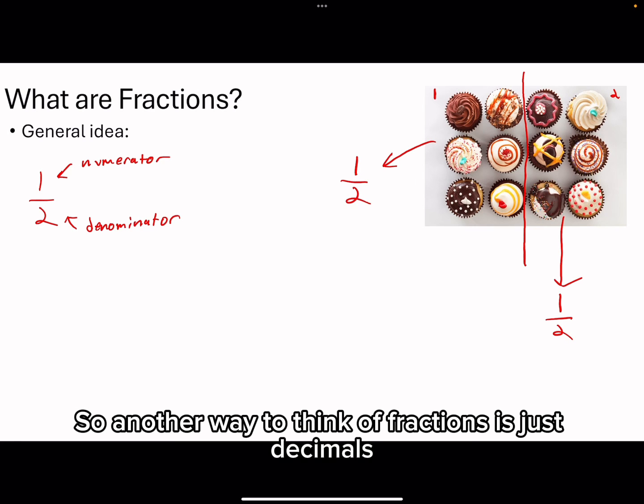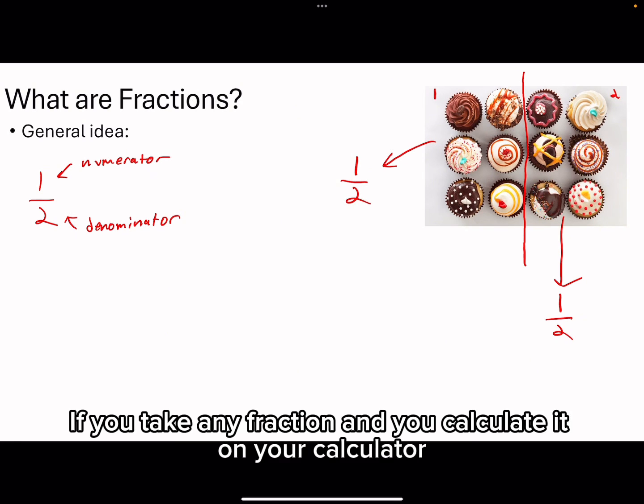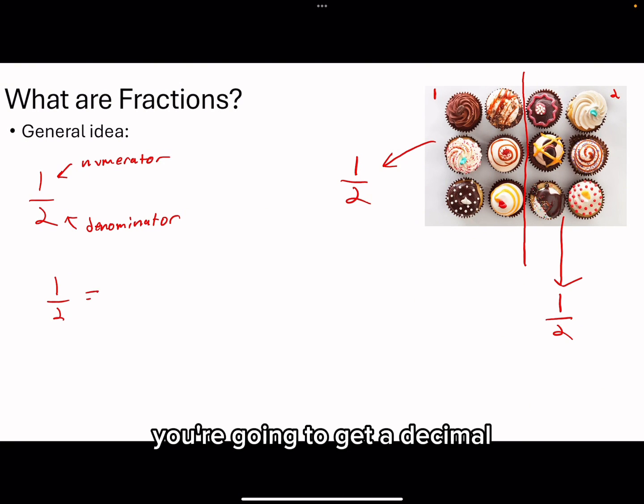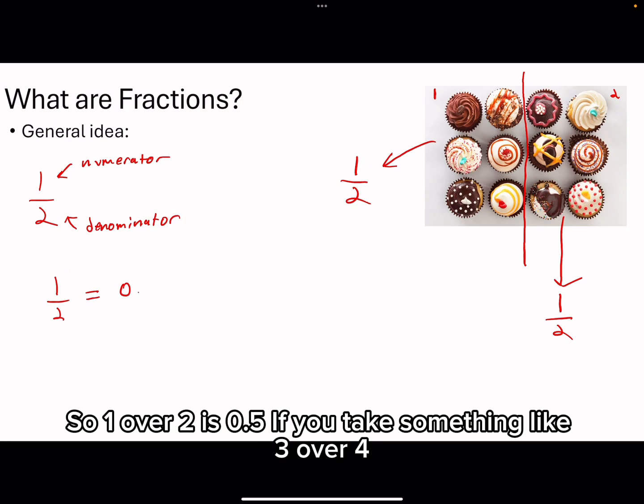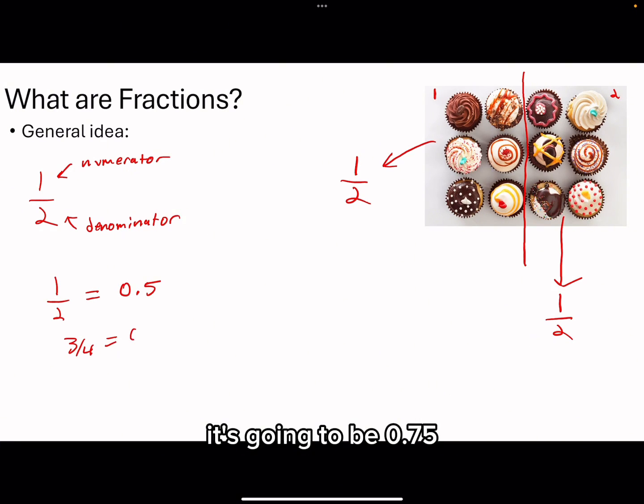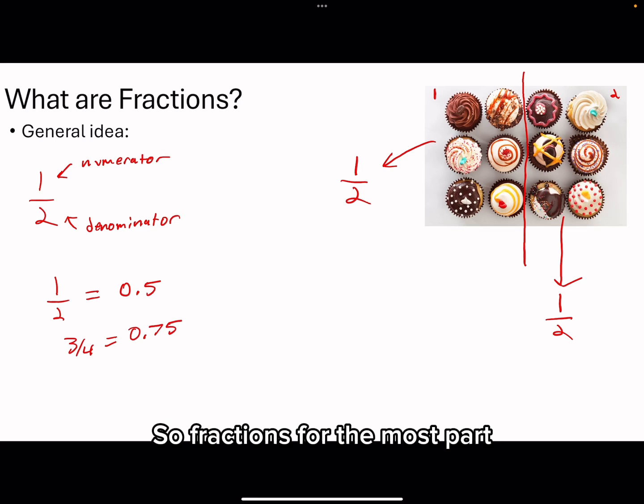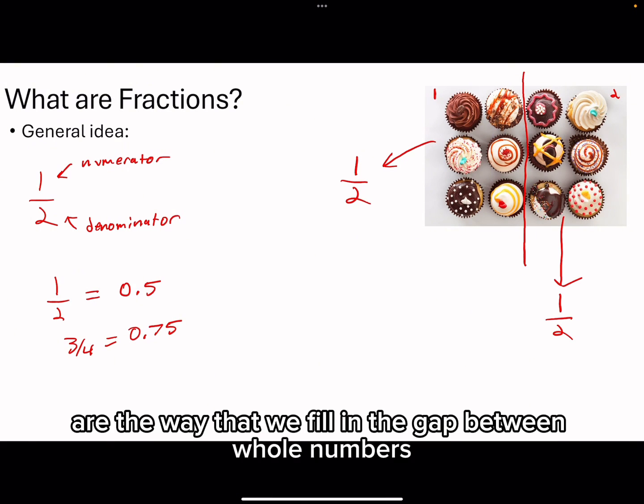So another way to think of fractions is just decimals. If you take any fraction and you calculate it on your calculator, you're going to get a decimal. So 1/2 is 0.5. If you take something like 3/4, it's going to be 0.75. So fractions, for the most part, are the way that we fill in the gap between whole numbers.